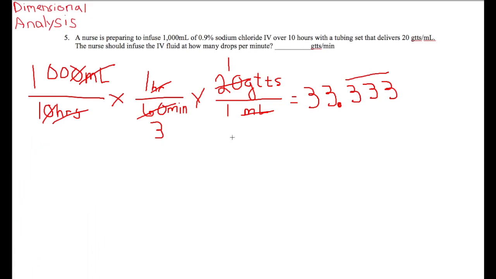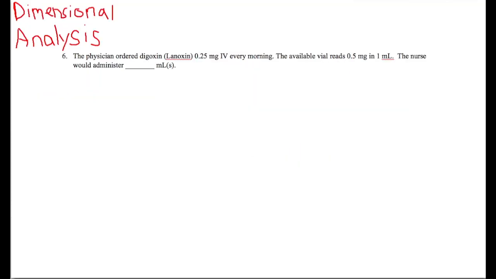We are going to round this to the nearest whole number because it is not possible to have a fraction of a drop. So we're going to look at that tenth. It is less than 5, so it's 3. So we're going to round to 33, and our answer is 33 drops per minute.